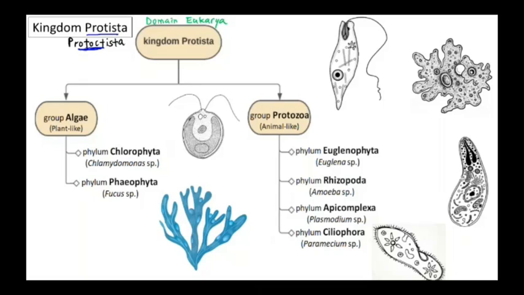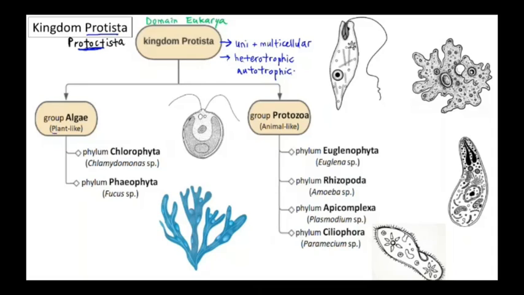Since kingdom Protista is under domain Eukarya, they consist of all eukaryotes, and it means that it has the true nucleus and membrane-bound organelles. Other than that, kingdom Protista also consists of almost all unicellular organisms. Of course, there are still a few multicellular organisms. And the feeding mode is either heterotrophic, which means we feed on other organisms, or autotrophic, which means it can produce its own food. Kingdom Protista can be divided into two main groups.